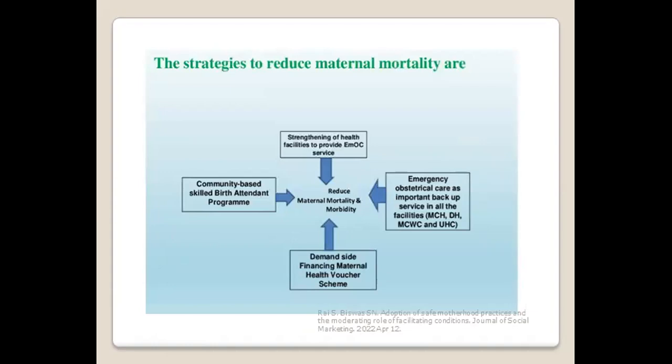We can therefore reduce the maternal mortality rate by strengthening the health system to provide emergency obstetric care services, community-based skilled birth attendant programs, and emergency obstetric care as an important backup service in all the facilities. It should be an important backup in all facilities of MCH. Demand side financing, maternal health voucher schemes.